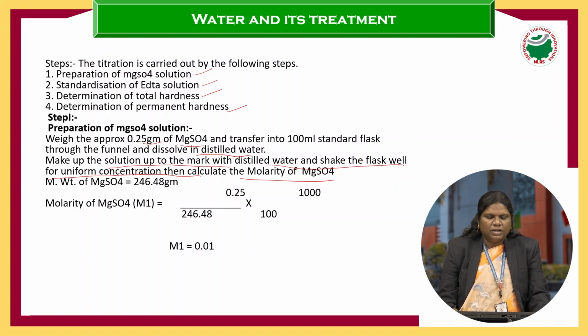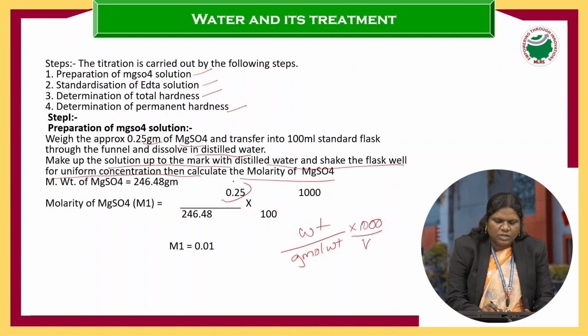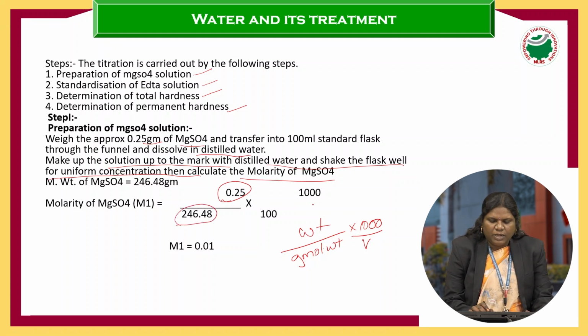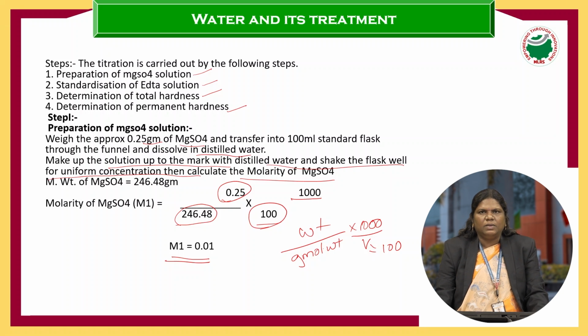Molarity of the MgSO4 is calculated by weight by gram molecular weight into 1000 by V. Here the weight of the MgSO4 is 0.25 grams, the gram molecular weight of the MgSO4 is 246.48, into 1000 by V. We are preparing 100 ml, so V equals 100. If we calculate the value, the M1 value is 0.01. This is the first step, preparation of the MgSO4 and finding out the molarity of the MgSO4 solution.